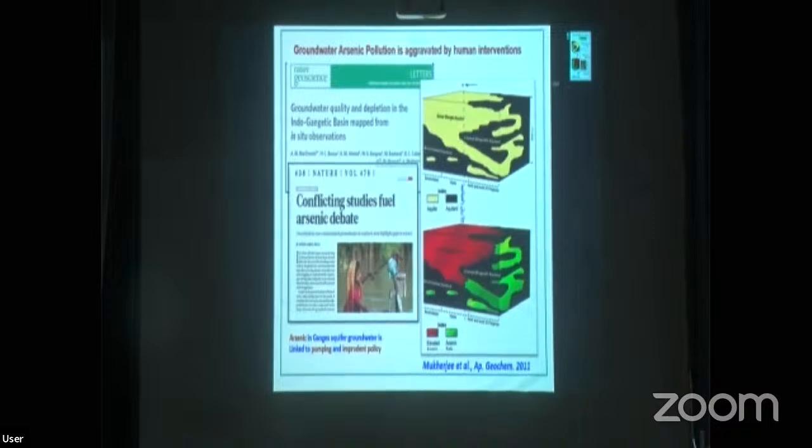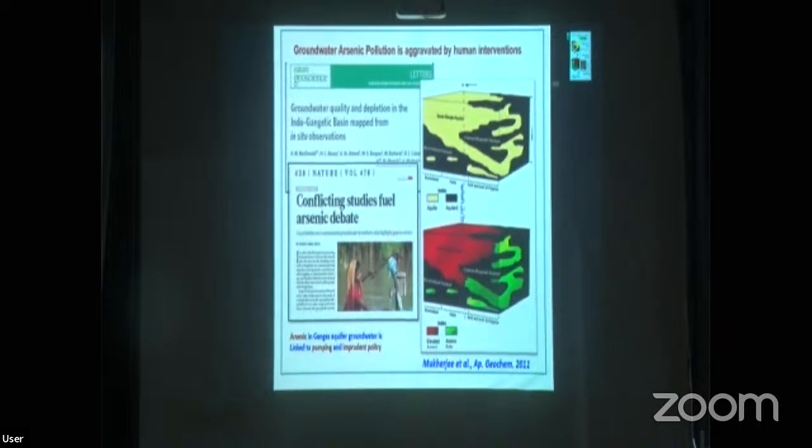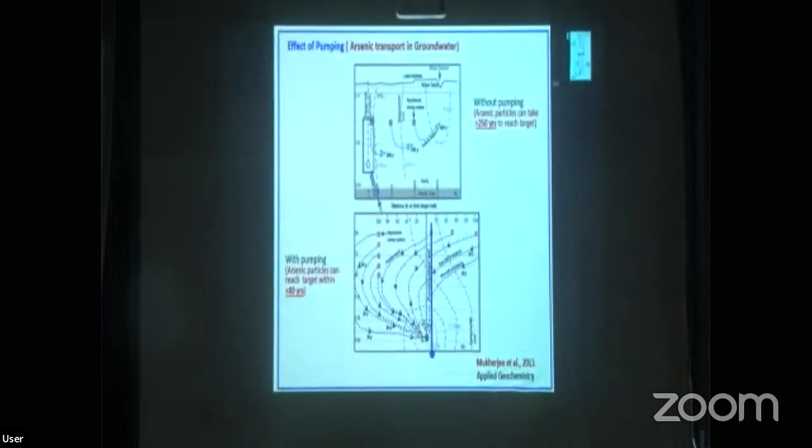Anyway, the lesson that we have learned is that yes, arsenic was there in some places. But over the years, because of the pumping mostly for agricultural purposes, it has spread the arsenic in various parts of the country and also the Bengal Basin. Next, please. And how does it spread?